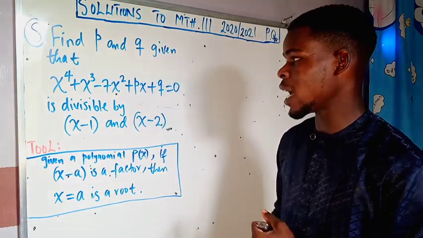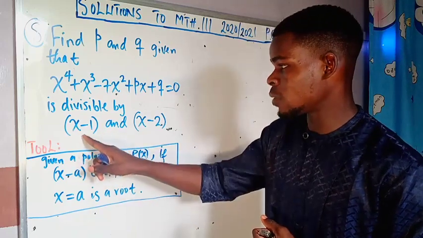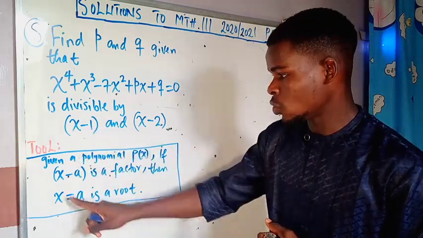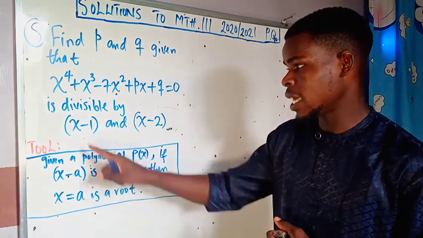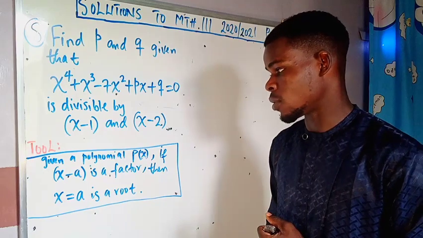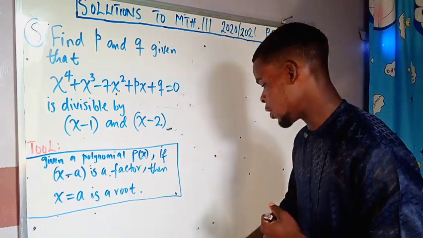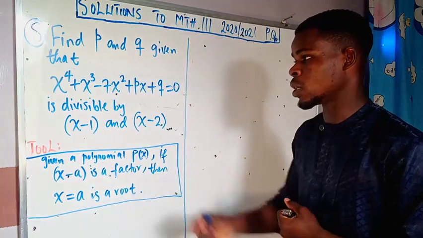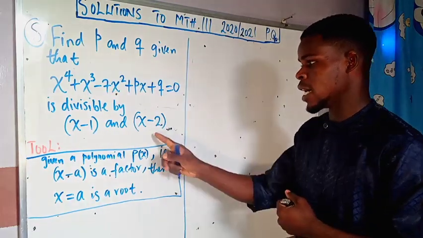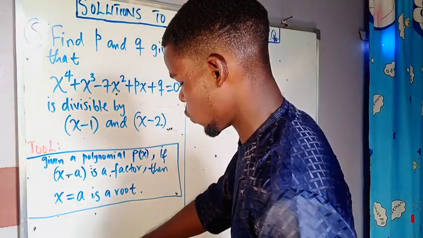Alright, so in this case we have this polynomial right here, and we have two factors of that polynomial, x minus 1 and then x minus 2. So given this tool, that means x equals 1 will be a solution or a root, and also x equals 2 will be a root. So that tells us that if x is 1, this equation will be satisfied, and if x is 2, this equation will also be satisfied. So let's start with the first case when x is 1.